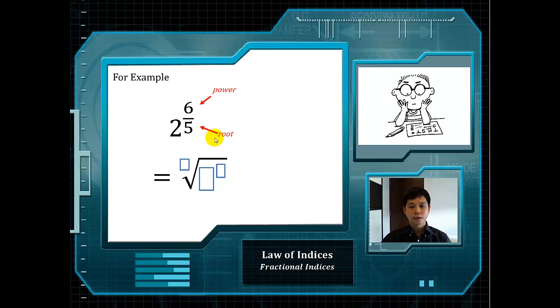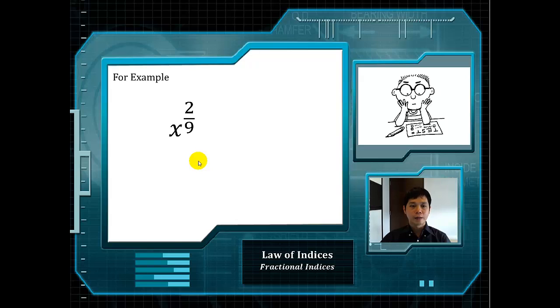To convert it to a surd form, do you know which is the base? Is it 2, 6 or 5? Yes, 2 is the base. And which value should this be? This is the power and hence it should be 6. And finally, this is the root and hence it will be 5.